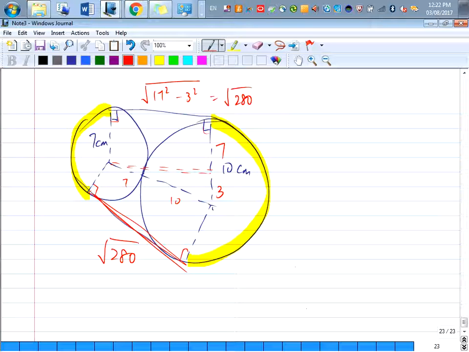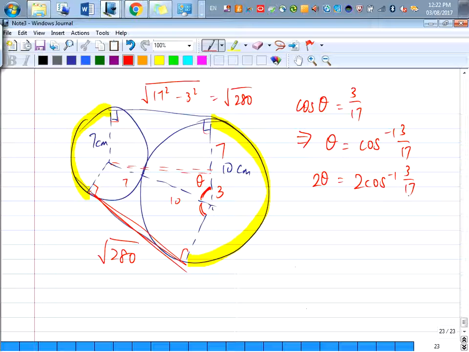Sine theta is 3 over 17. Cosine theta over here is equal to 3 over 17, meaning I can find the value of theta. Theta is equal to inverse cosine 3 over 17. So I get this angle. Then by symmetry, this is also theta. 2 theta equals 2 times cosine inverse 3 over 17. Once I get this angle, then I know this angle. Let's call this alpha. Alpha is equal to 2 pi minus 2 theta, which is 2 pi minus 2 cosine inverse 3 over 17.